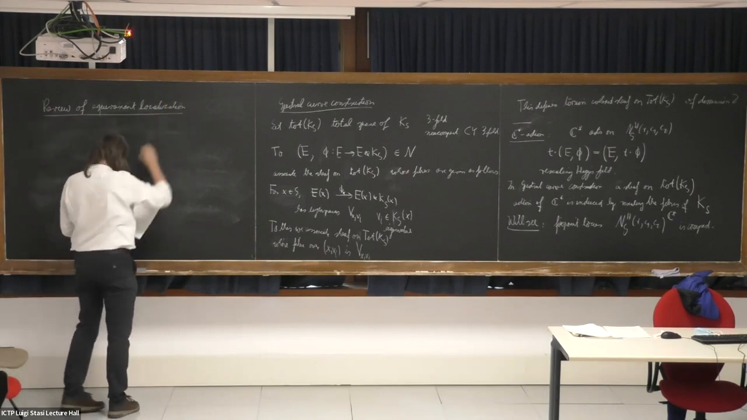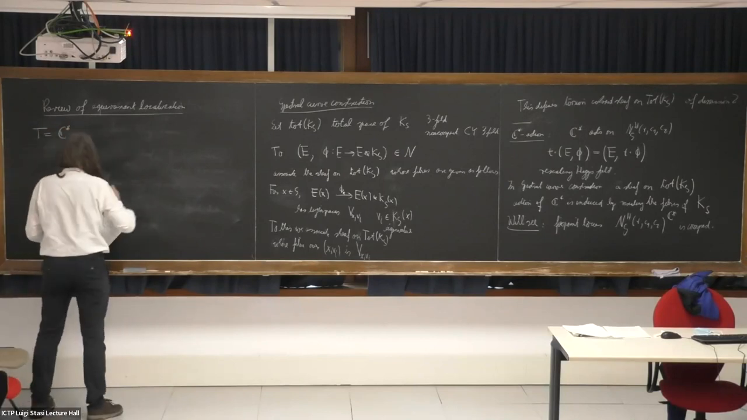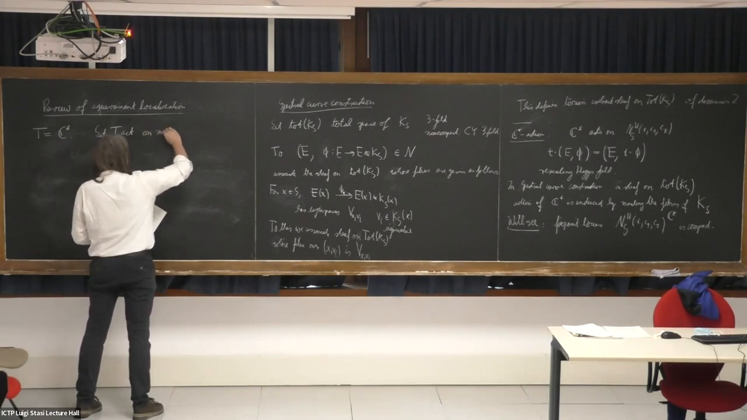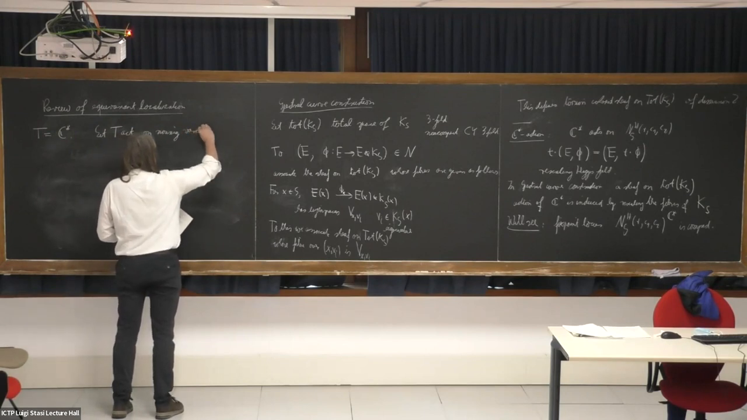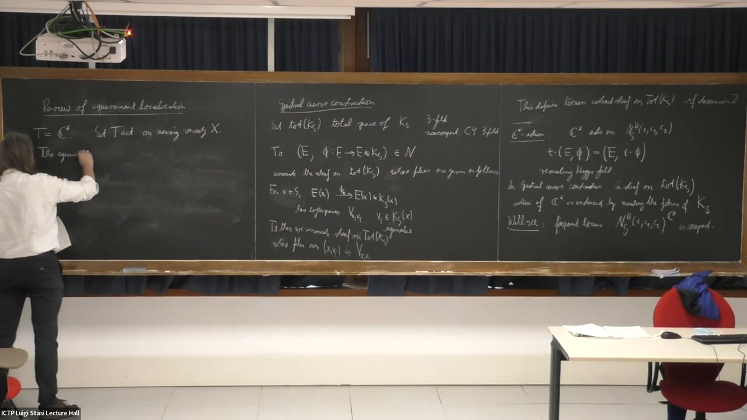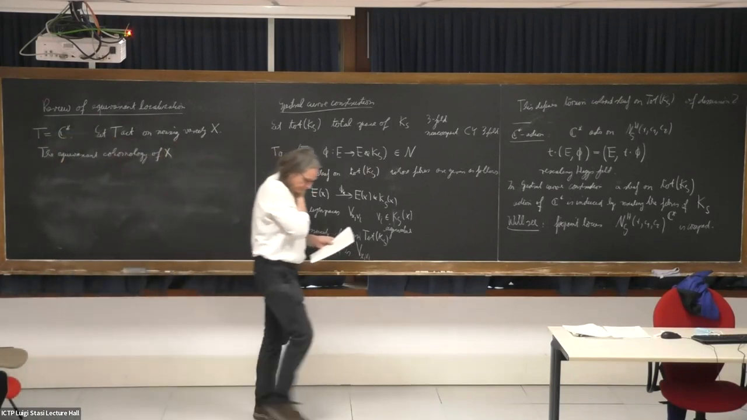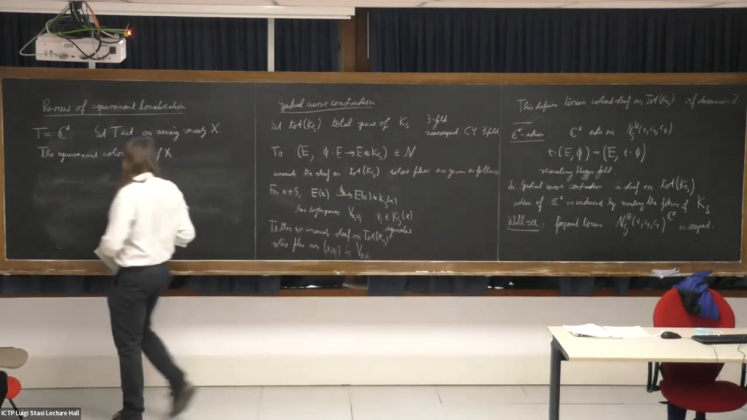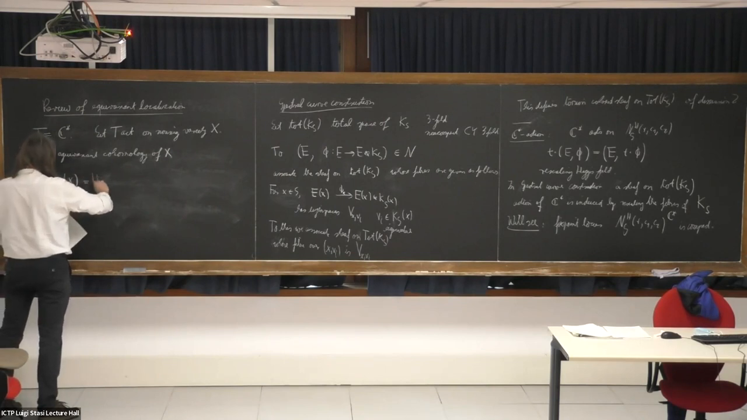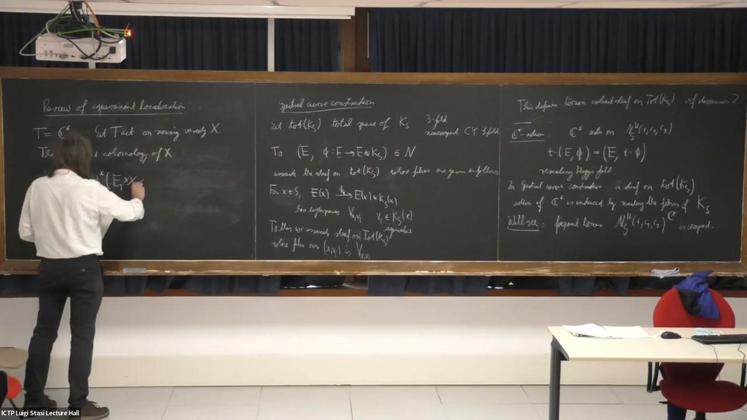So for simplicity I will write T for C star, because I find it easy to write. And so let X be non-singular. First we have the equivariant cohomology of X, which I can write like this. This is H star of the inverse family over X times T.